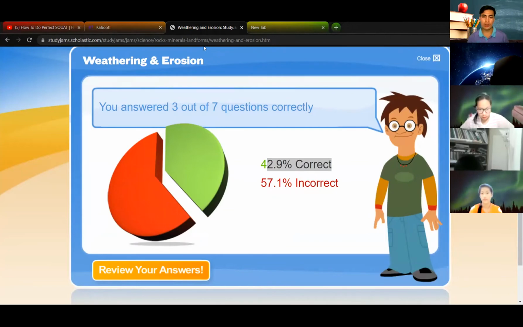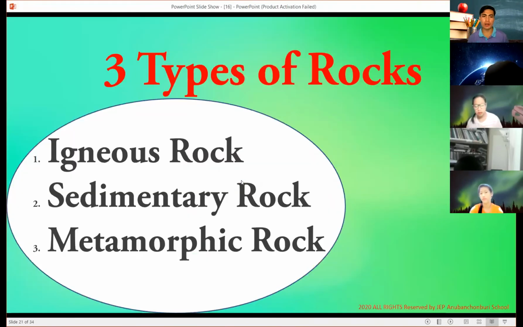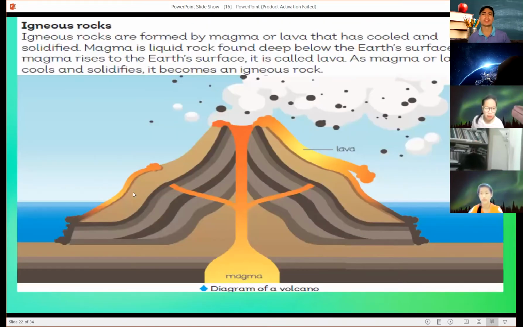All right. So we will proceed now to the 3 types of rocks again. This is just a review, right? Since we need to be in a hurry because we're going to play the Kahoot later, let's not waste our time here. There are 3 types of rocks: igneous rock, sedimentary rock, and metamorphic rock. So this one, can somebody explain what is happening in this picture? And what type of rock will be formed in this one? Nataya, go ahead.